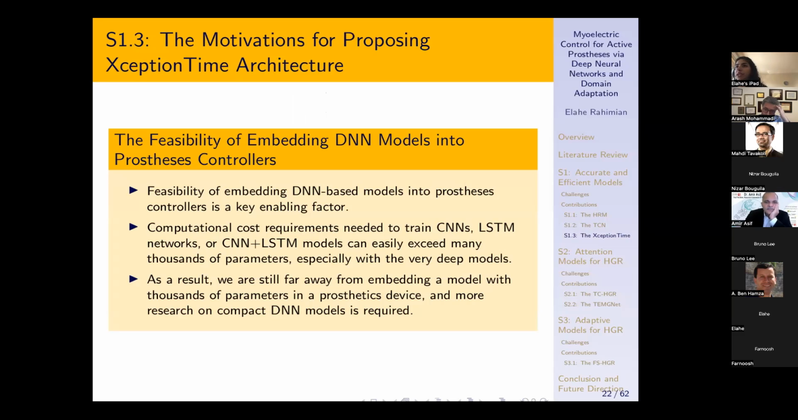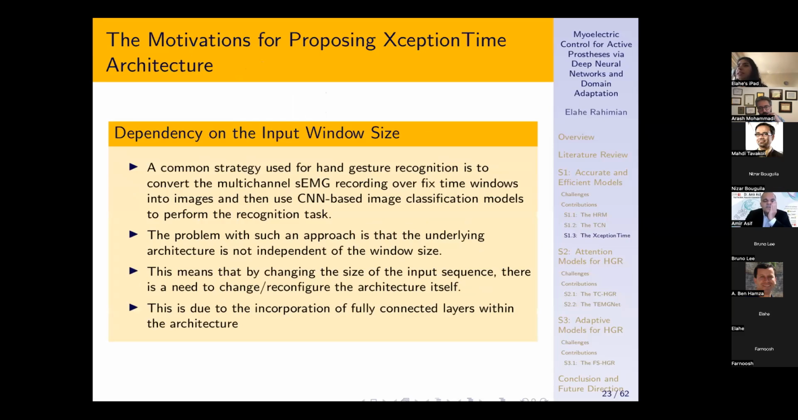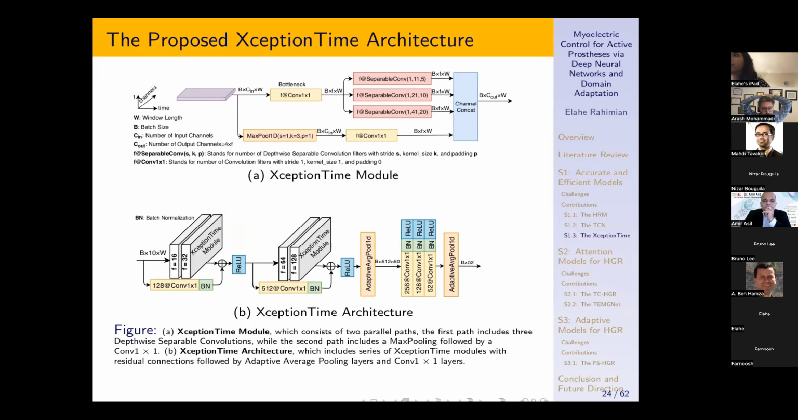So the motivation here is to reduce the number of parameters and to have an architecture that is independent of the window size. So if I change the window size, I don't want to change the architecture as well. So our contribution here is first using depth-wise separable convolution instead of a standard convolution.